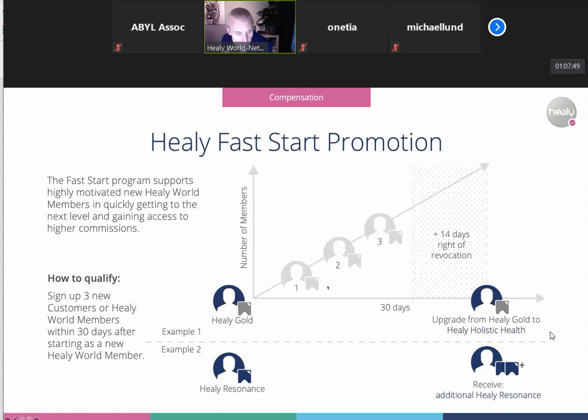You can also start with a Healy Resonance. Yes, it is an investment in yourself, but if you then find 3 people and they all keep their Healy, then you receive an extra Healy Resonance as a gift from the company. That is 2,500 euro worth of product as an extra Resonance, which you can borrow or rent out to someone of your team members, or maybe someone who wants to experiment with it, or maybe you want to give it to your mother, whatever. It's up to you.